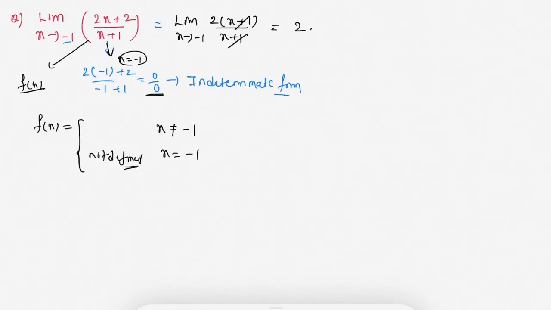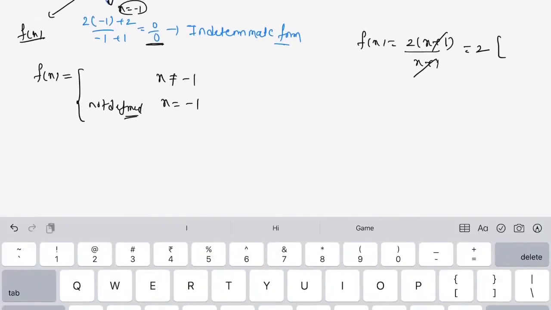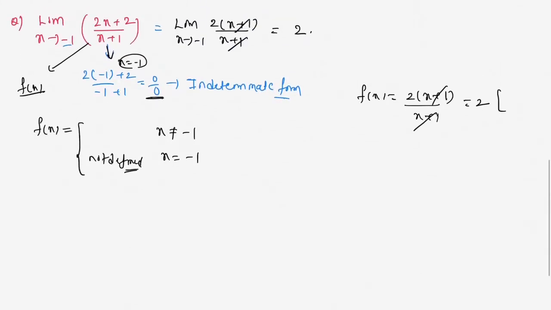So for x not equal to minus 1, what are we getting? If we take f of x equal to 2 into (x plus 1) by (x plus 1), you are getting 2. You get 2 for any value other than x equal to minus 1, which means we can take x not equal to minus 1. For x not equal to minus 1, you are getting 2.